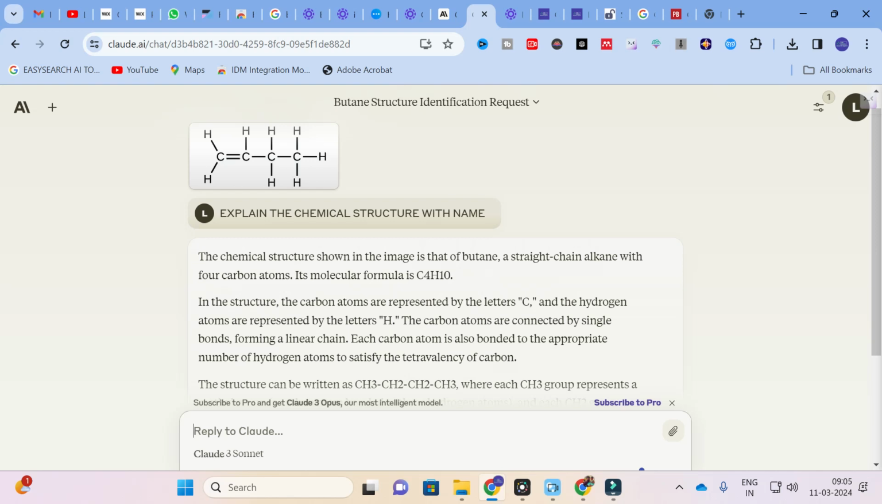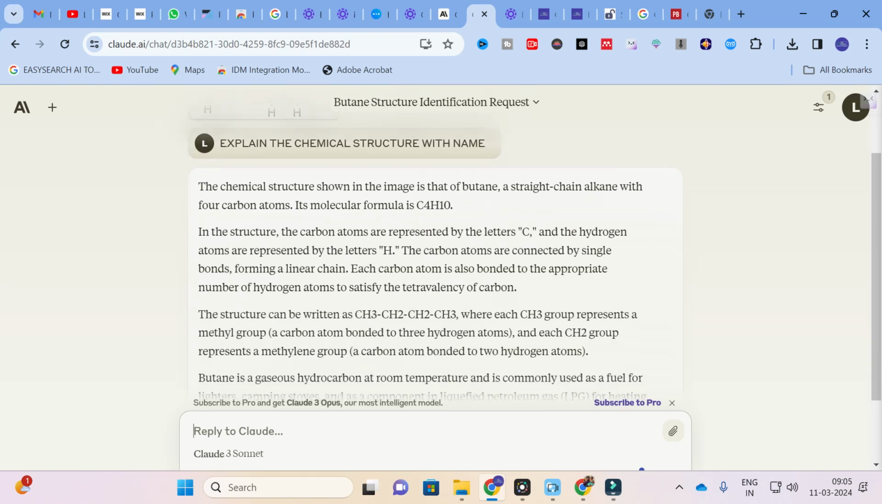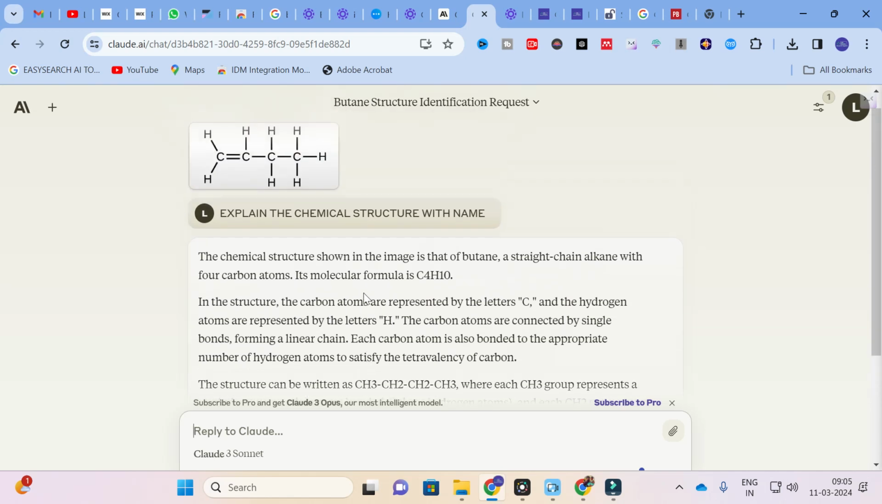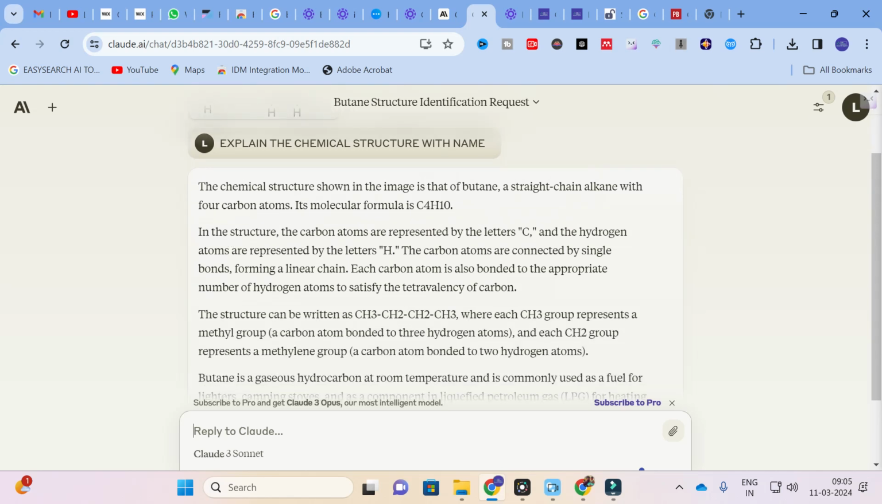So those who belong to the chemistry department, don't forget to comment whether it is correct or not, and give a like if it is correct. In the structure, the carbon atoms are represented by the letter C and hydrogen atoms are represented by the letter H. The carbon atoms are connected by single bonds forming a linear chain. Each carbon atom is also bonded to the appropriate number of hydrogen atoms to satisfy the tetravalency of carbon.